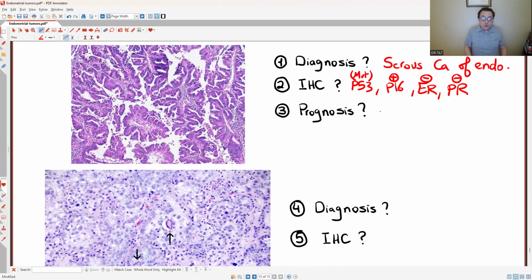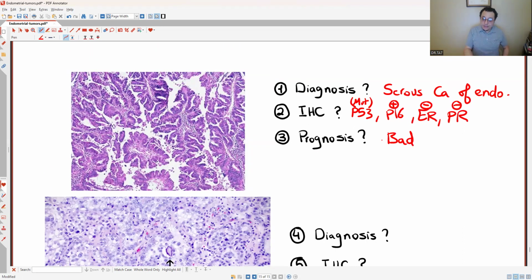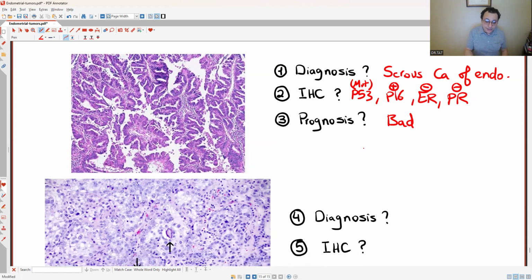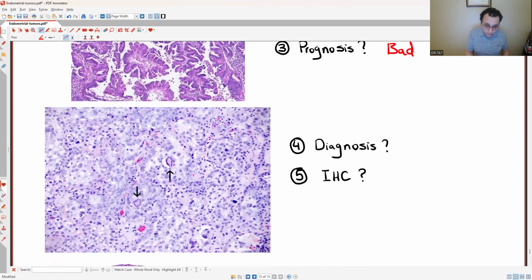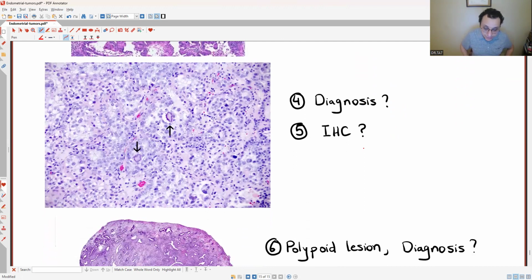Good job. Is the prognosis here good or bad? Very bad. Yeah, the prognosis is bad. Okay, good job. So that's high-grade serous or serous carcinoma of the endometrium. Who wants to take the second one?